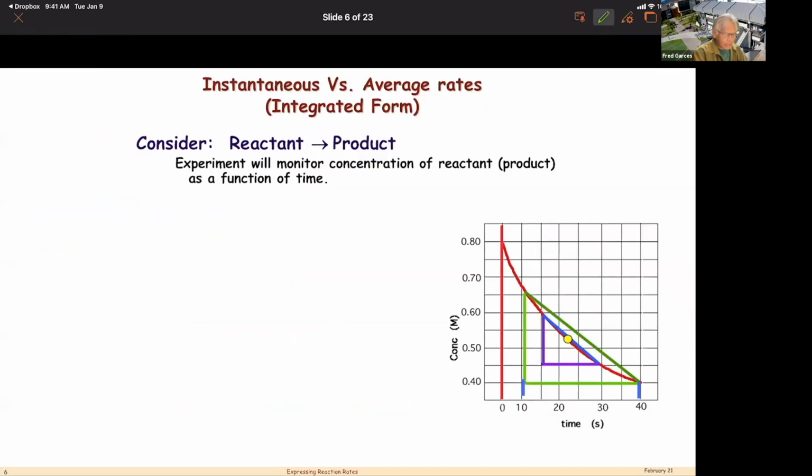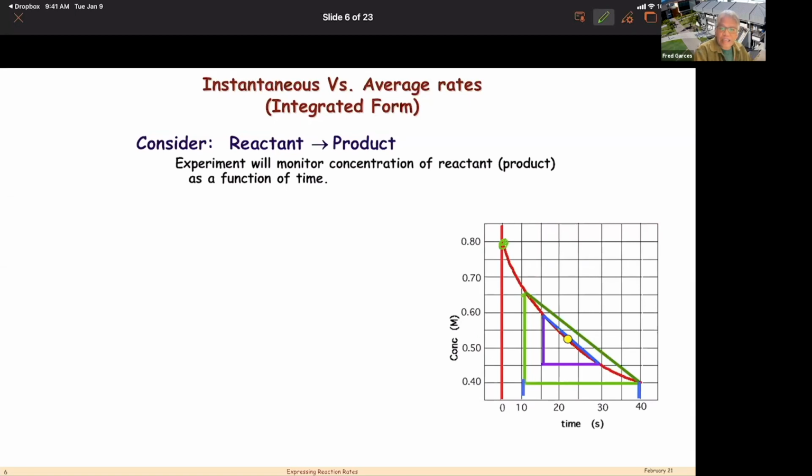But let's take a look at a reaction. Let's say that we are looking at the decomposition of some chemical. And so we start out with 0.8 right here. And over time, it starts to drop. In 10 seconds, it drops from 0.8 to 0.65. In another 10 seconds, it drops from 0.65 to probably right here, about 0.55, and so on and so forth.